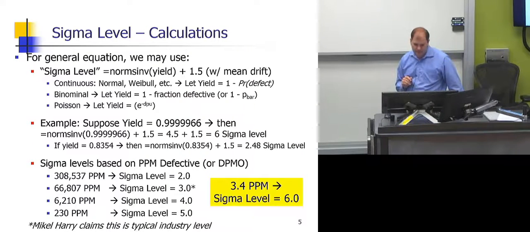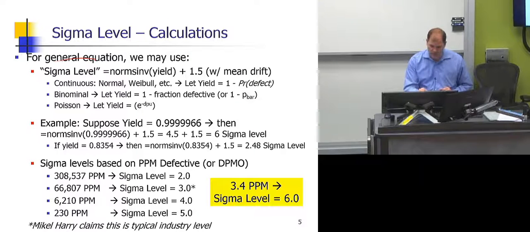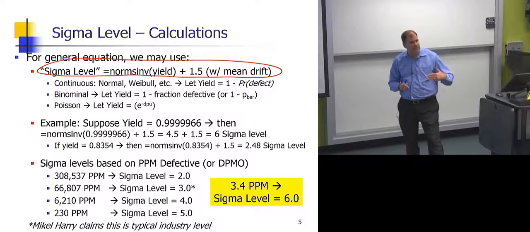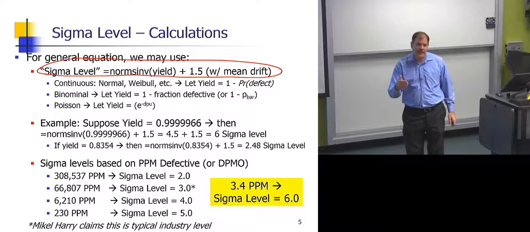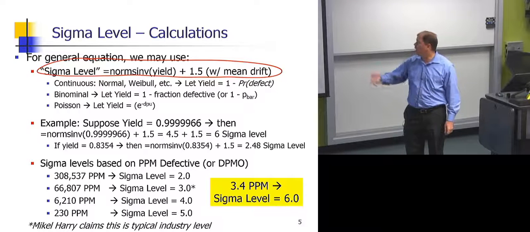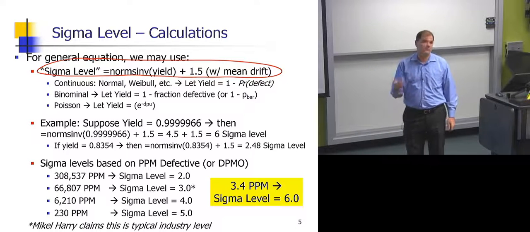Now, McElharry, if he would have stopped there, he probably would have been great. But he went and he turned this same concept into an index. In order to do that, we have the following formula. We're going to take the yield number. So if the yield number is 99.99966%, which is the 3.4, and I do a norms inverse of that, norms inverse of 0.9999966 is 4.5. And then I'm going to add 1.5. And if that's the case, you get a new score of 6 on the sigma level index.